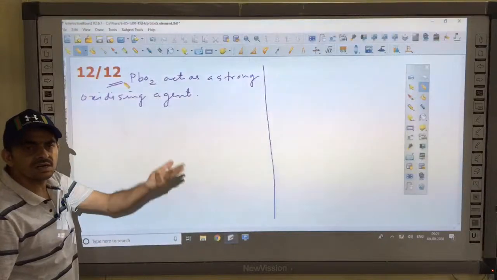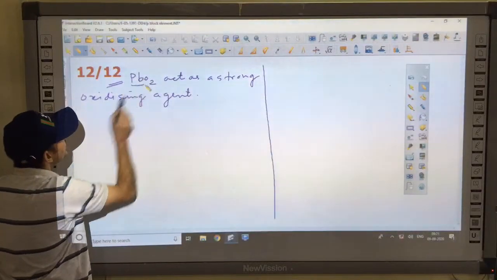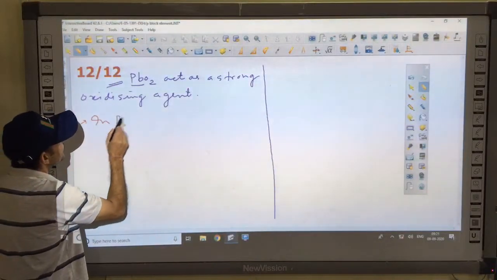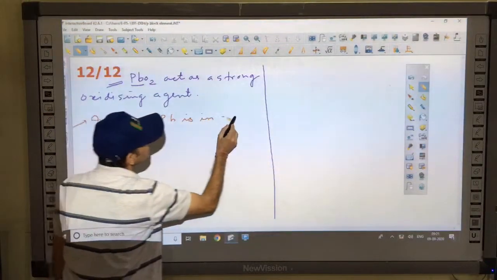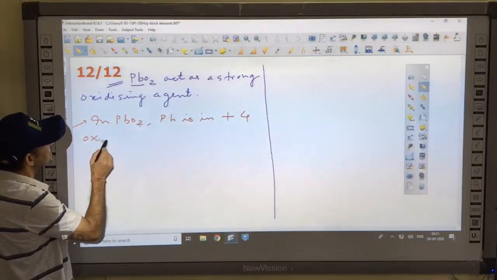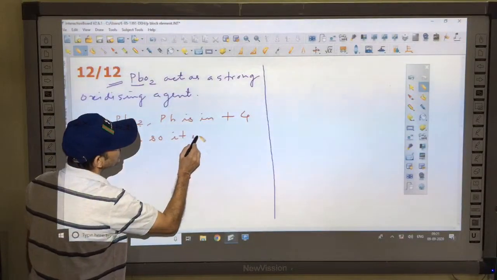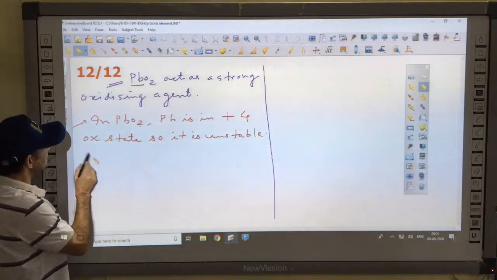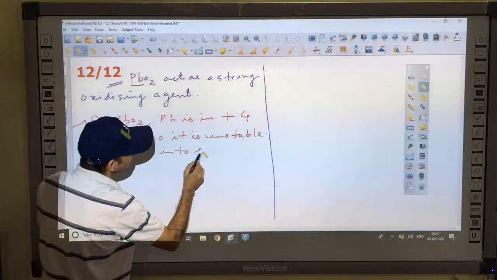It oxidizes others, while itself undergoing reduction. In PbO2, lead is in the +4 oxidation state. You calculate the oxidation state: with 2 oxygens, lead is +4. So it is unstable. It changes into a stable oxidation state.